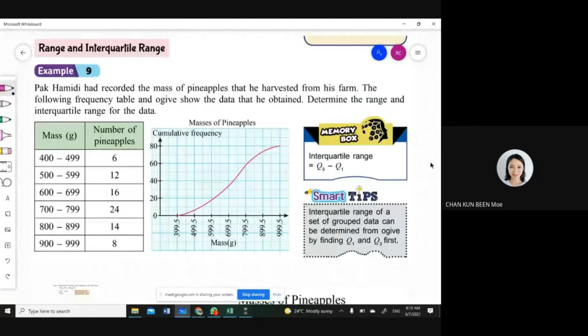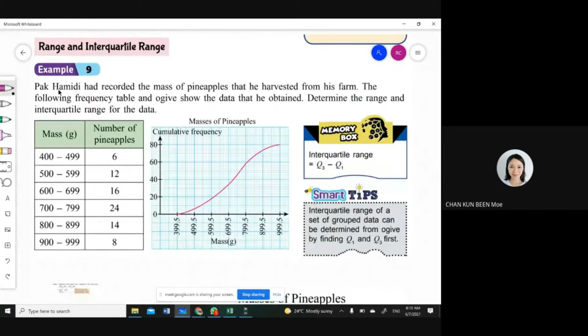For example 9 here, Pak Hamidi has recorded the mass of pineapples that he harvested from his farm. You can see this graph is showing the mass of pineapples. The following frequency table and ogive show the data that he obtained. Determine the range and interquartile range from the data. So they give you both the frequency table and the ogive.